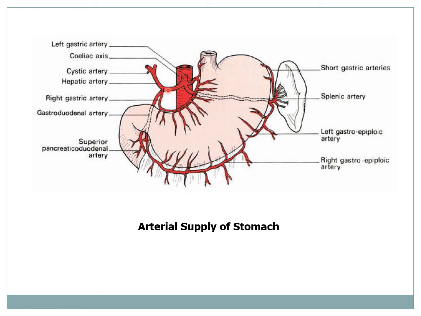This one is the hepatic artery. A branch of the hepatic artery is the cystic artery. Here it divides into the right gastric and the gastroduodenal artery. This one is the superior pancreaticoduodenal artery.